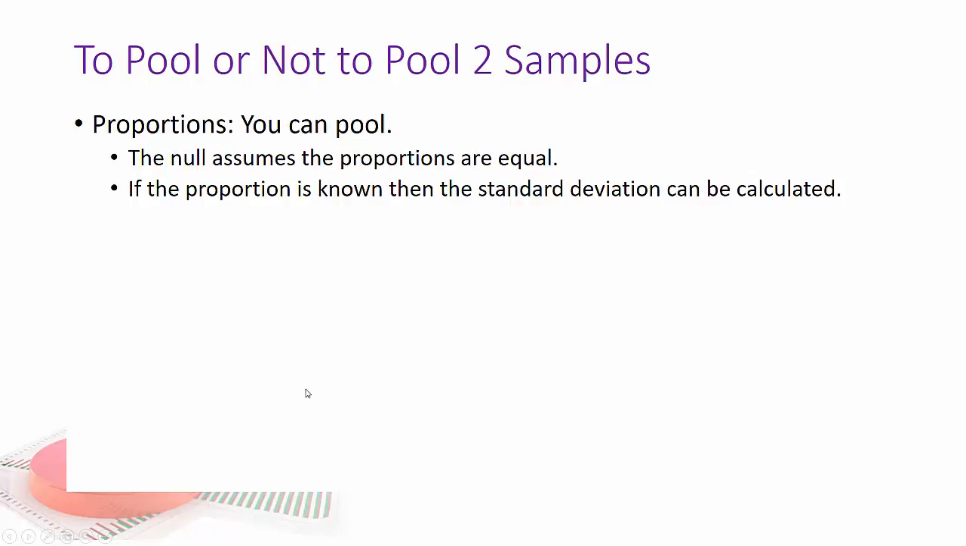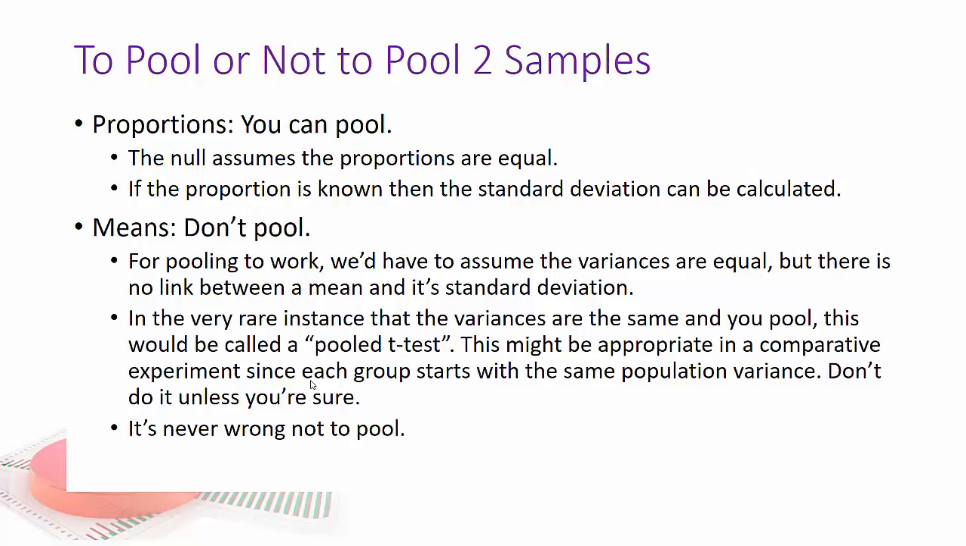Okay, so to pool or not to pool. When you're doing your t-test, you can either do pooled or not pooled. Remember when we did it in proportions, we assumed that the 2 proportions for the 2 samples are the same, which means I can recombine them to find my new proportion. And when I do that, I can calculate a standard deviation for the pooled proportion. For means, that's not the case because we'd have to assume the variances are equal for this to work. But there's no link between mean and standard deviation, so that's not really a good reason to pool.